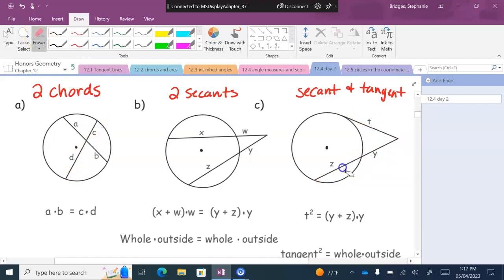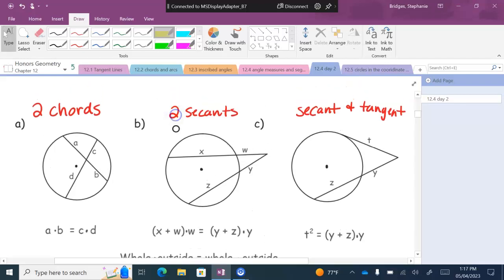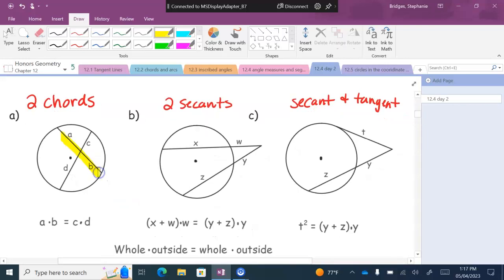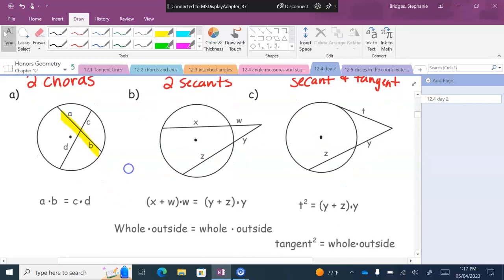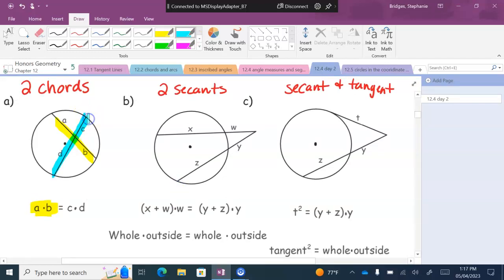Okay, so here's what happens. That theorem was talking about the product of certain parts, and it didn't make a whole lot of sense, right? So for two chords, this is what we do. We take the pieces of one chord. Maybe of this first chord. What are those pieces labeled? A and B. We are going to multiply those. A times B. One piece times one piece. And then we look at the other chord. What two pieces are labeled there? C and D. So A times B is going to be equal to C times D.